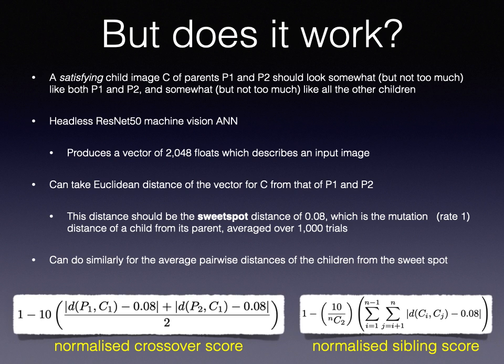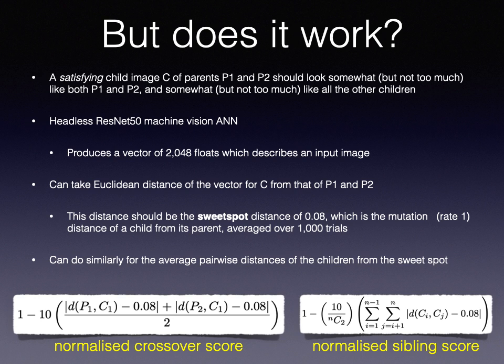If you take the Euclidean distance of the vector produced for image C from that of P1 and P2, you get a notion of how close it is visually to P1 and P2, and it works incredibly well. However, we need to know how far it should be away. It shouldn't be too close, but it shouldn't be too far either.